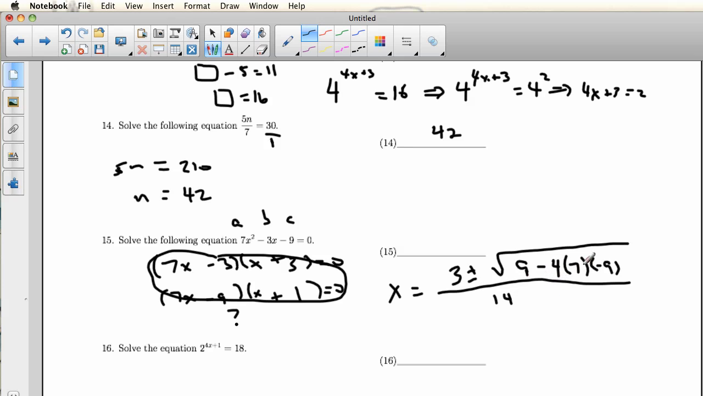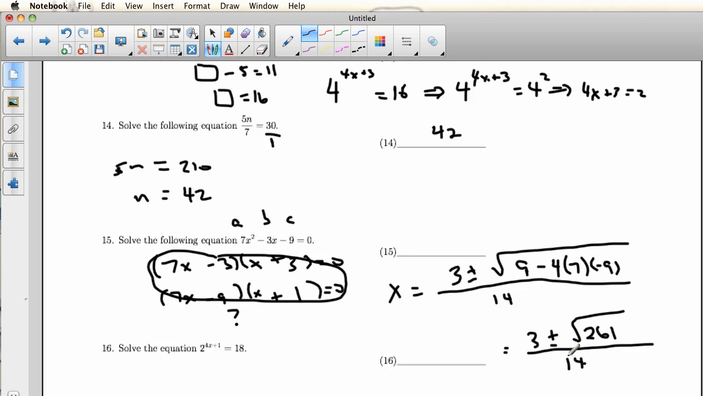So if you do the arithmetic under the square root sign here, you see that this doesn't give me a negative number. This is fine, it's a positive number. Let me pause this while I figure out what that number is. All right, looks like that is 261 under the radical sign there. So this is 3 plus or minus the square root of 261 over 14.